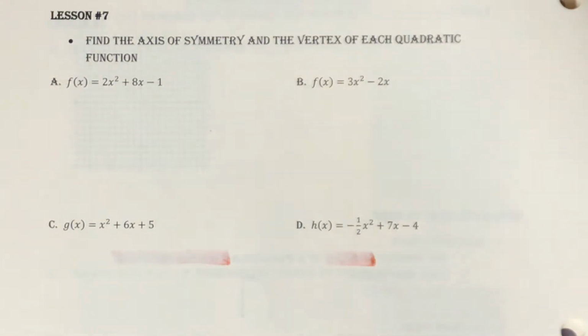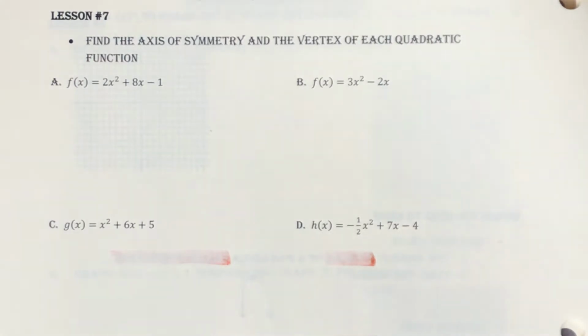So we are on to lesson number 7, which is all about finding the axis of symmetry and the vertex of each quadratic function without graphing. We talked about the processes in lesson number 6, and that is what we are going to go through. The first thing we want to do is find the axis of symmetry. But I think even more important than that is we need to be able to identify the A, the B, and the C.